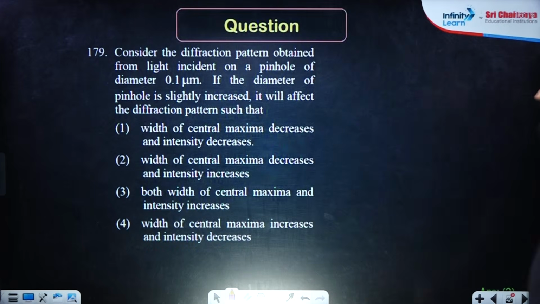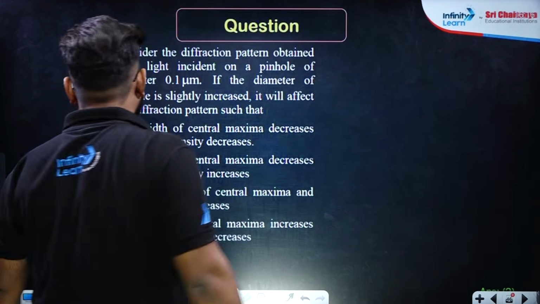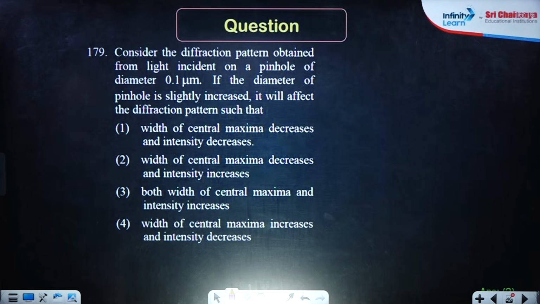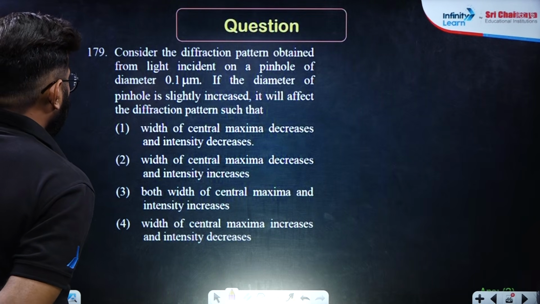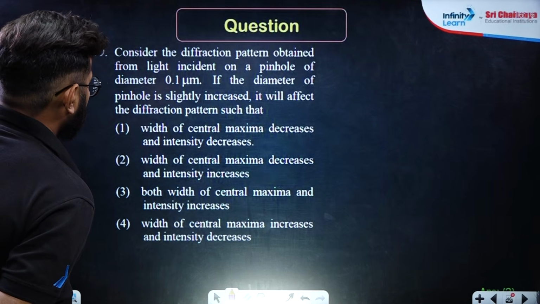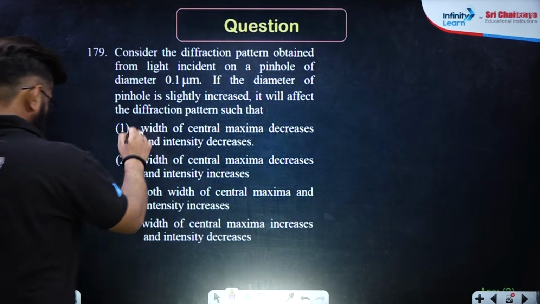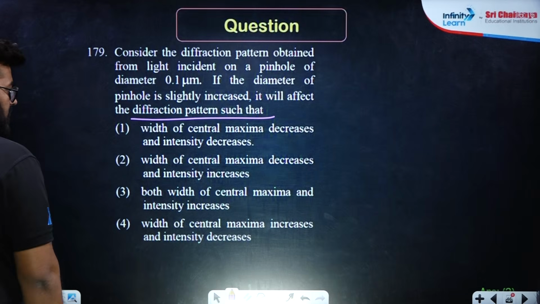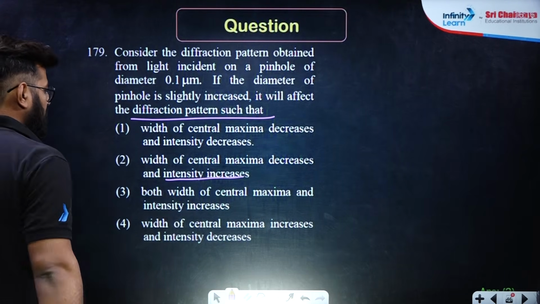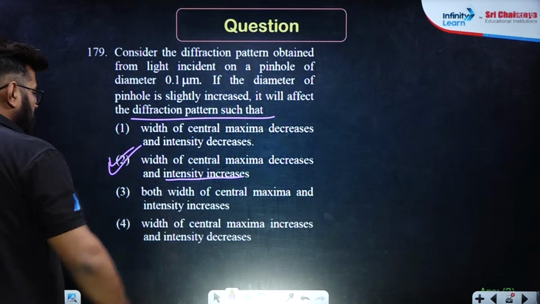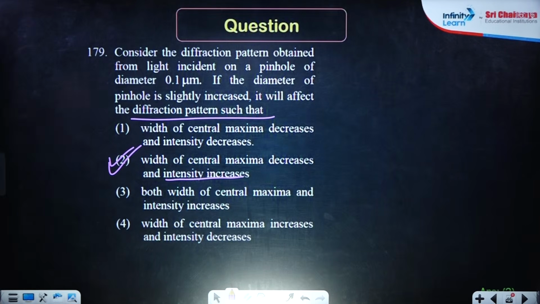Consider the diffraction pattern obtained from light incident on a pinhole of diameter 0.1 micrometer. If the diameter of the pinhole is slightly increased, it will affect the diffraction pattern such that the width of central maxima decreases, intensity decreases. No, intensity is going to increase and the width of central maxima will decrease. Absolutely correct. Option number 2 is the right answer.